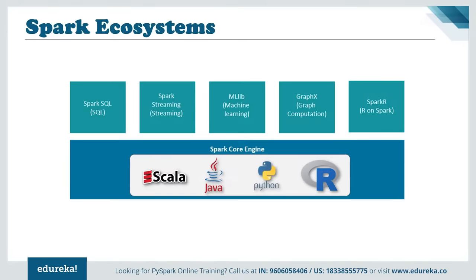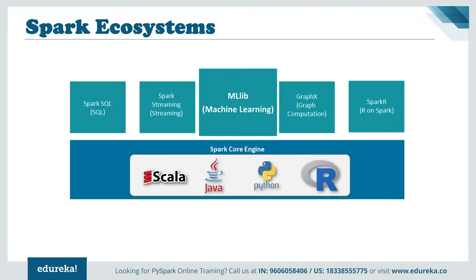Now, as you can see here, we have a component named MLlib. PySpark MLlib is a machine learning library. It is a wrapper over the PySpark core to do analysis using machine learning algorithms. It works on distributed systems and is scalable, and we can find implementations of classification, clustering, linear regression, and other machine learning algorithms in PySpark MLlib.